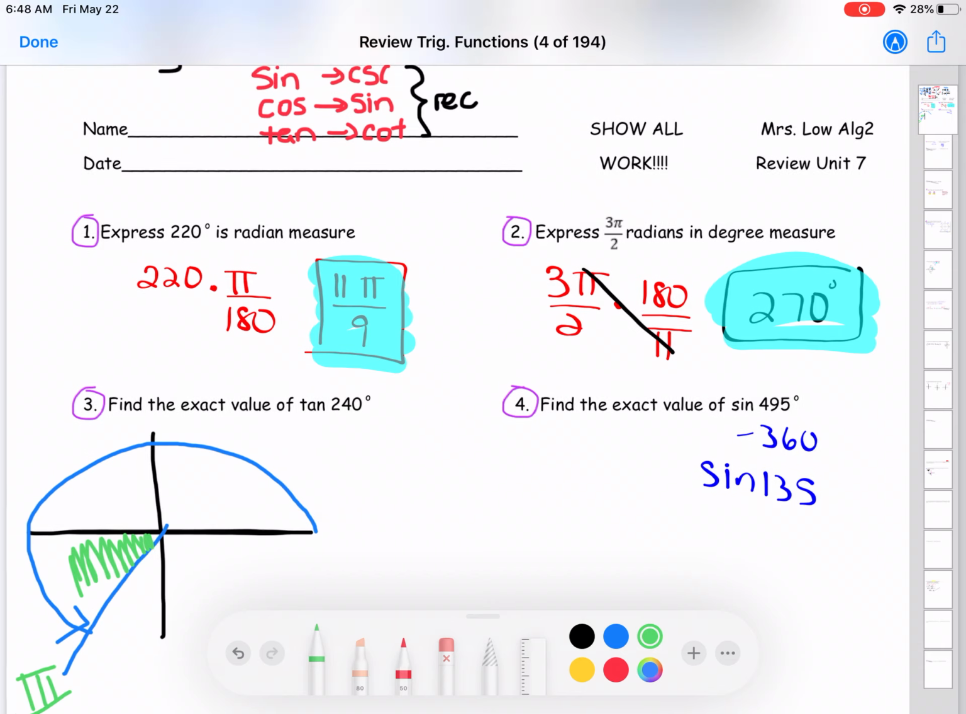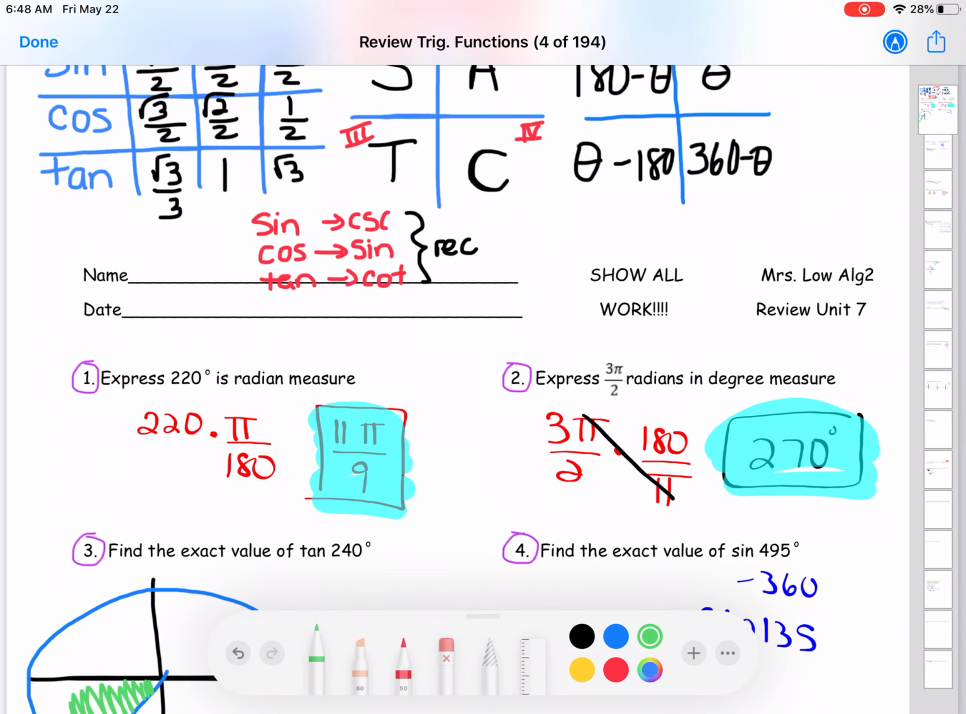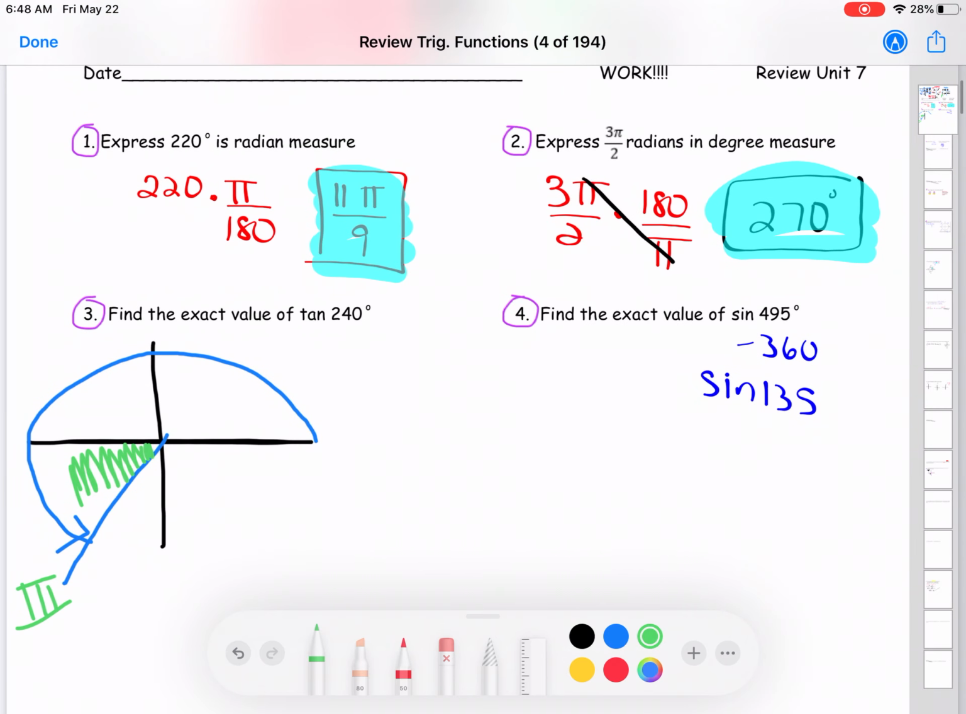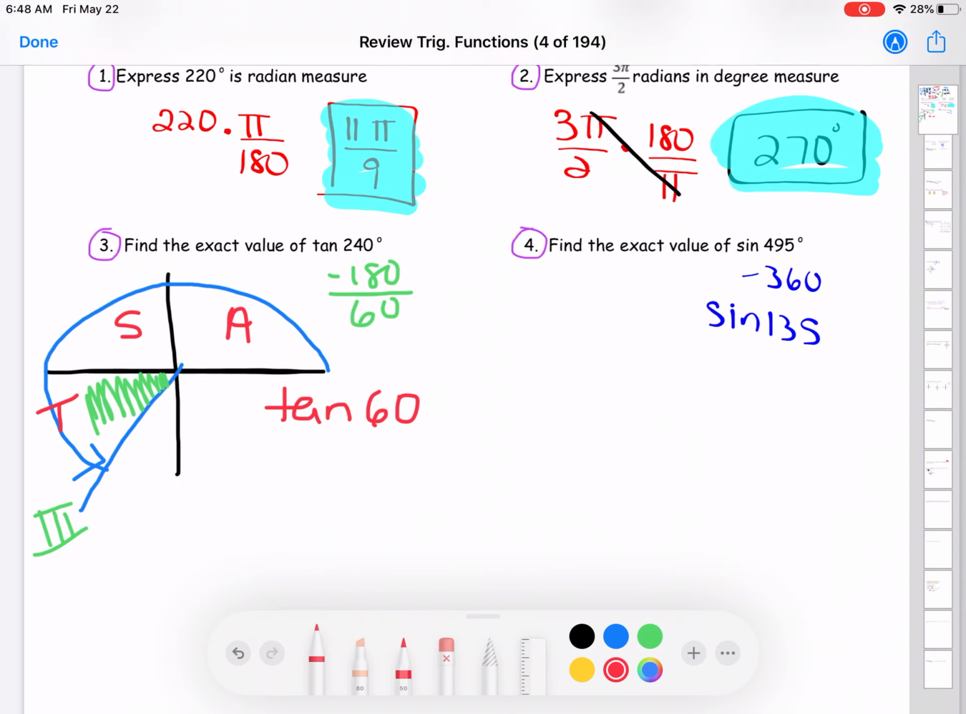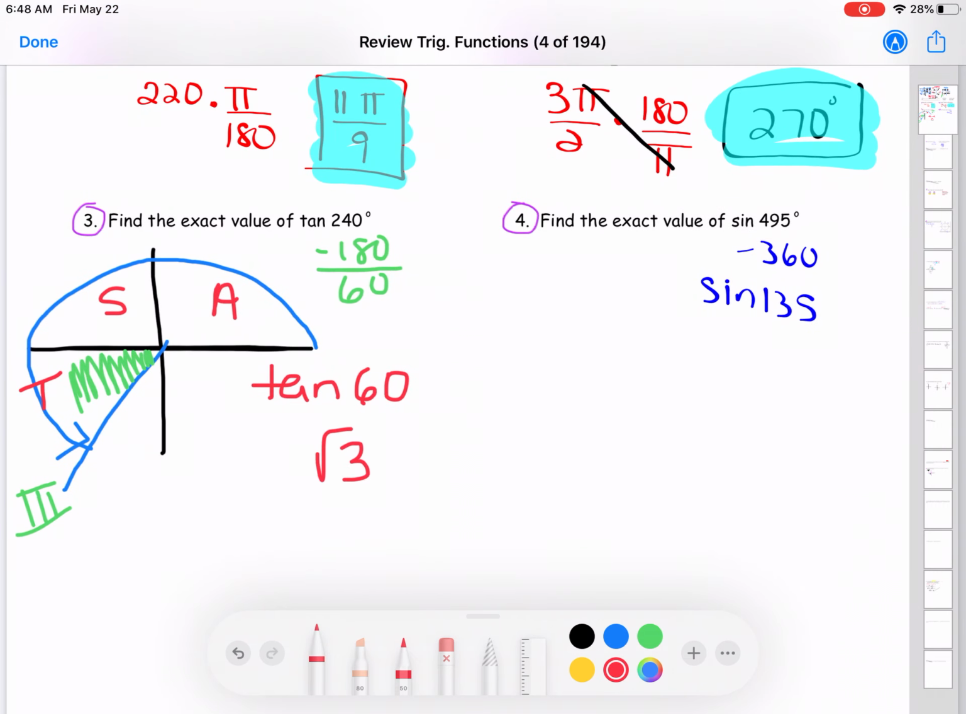So if we go back up in quadrant 3, we can see that it's the angle minus 180 to get your reference angle. So 240 minus 180 is going to give me a reference angle of 60. And then All-State Teachers. So tan is positive. So I'm going to really find tan 60. Go back up to our chart. Tan 60 is rad 3.